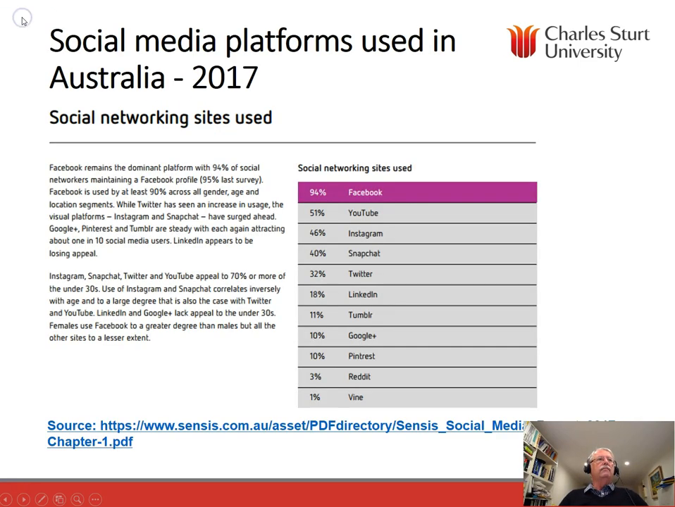In Australia, some of the typical social media platforms used, and you can find this information in the latest census.com.au 2017 report. So we can see that 94% use Facebook, 51% use YouTube, and Snapchat. Twitter is used by 32%, 18% use LinkedIn, etc.